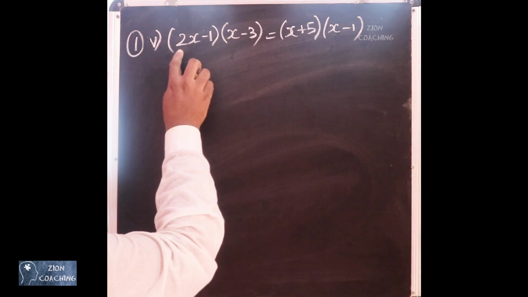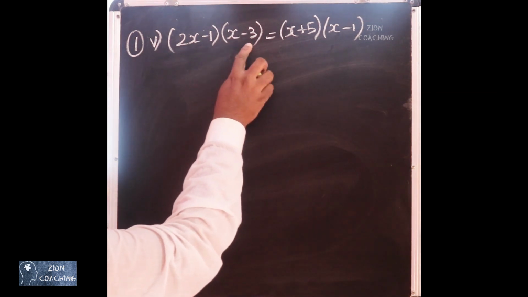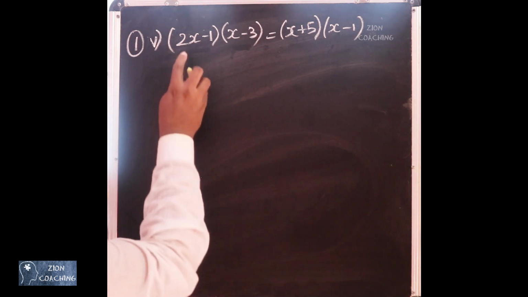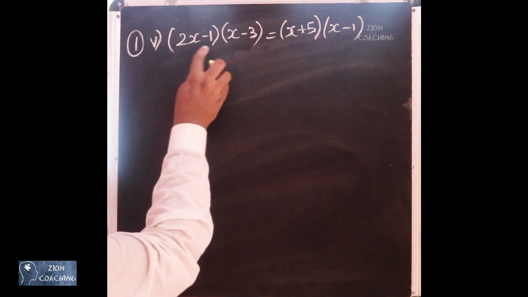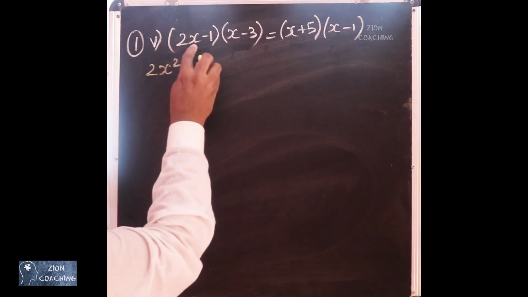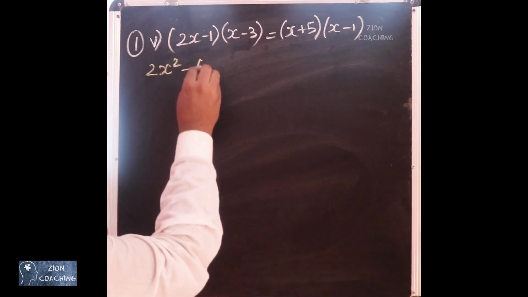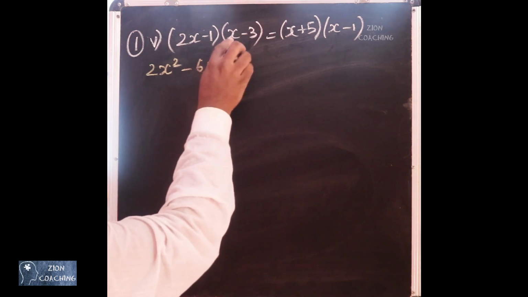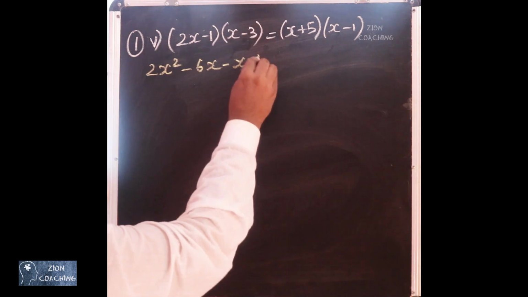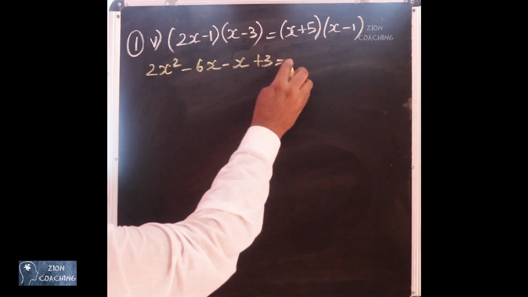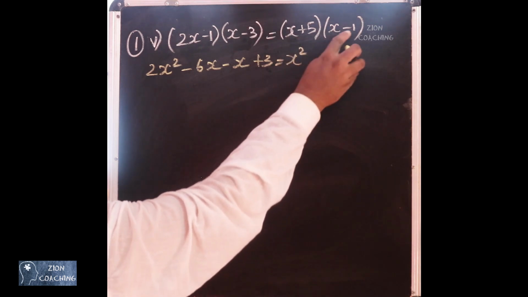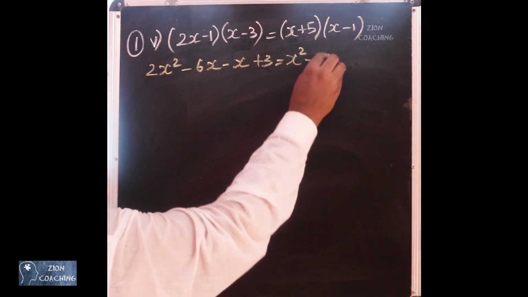in this we have 2x minus 1 into x minus 3 equal to x plus 5 into x minus 1. First we are going to multiply by 2x. 2x into x is 2x squared. 2x into minus 3 is minus 6x. Minus 1 into x is minus x. Minus 1 into minus 3 is plus 3 equal to x into x is x squared. X into minus 1 is minus x.